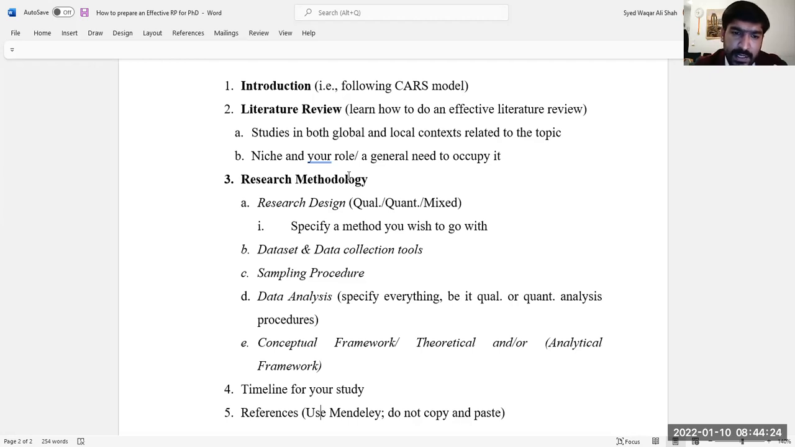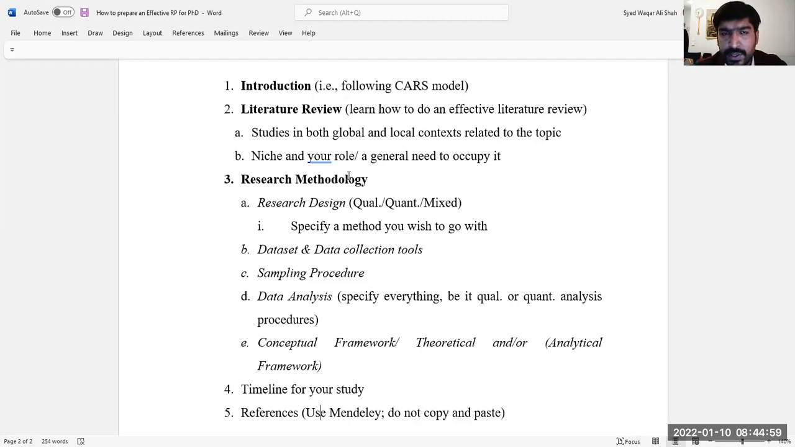And then comes the data set and data collection tools. So mention in your study the data set, what will be the sources for your data. And definitely it depends upon the method that you want to go for. For example, if it's ethnography, your data set would majorly come from observations. Let's say it's a linguistic ethnography in a classroom, then classroom observation can be one of the major sources of data.